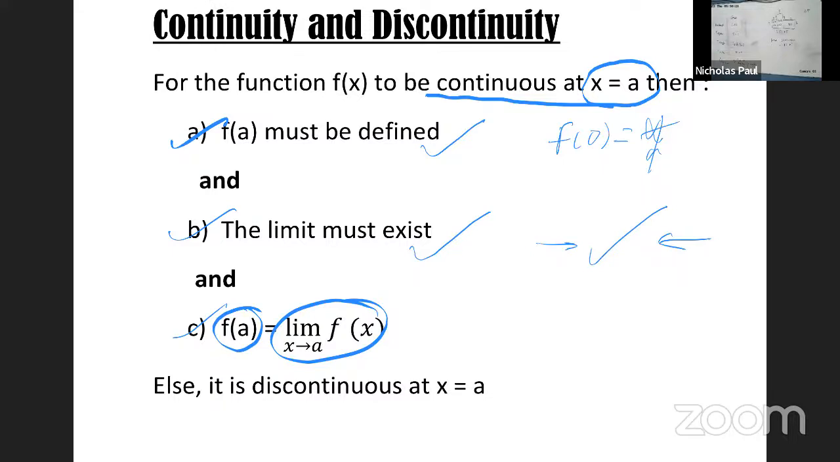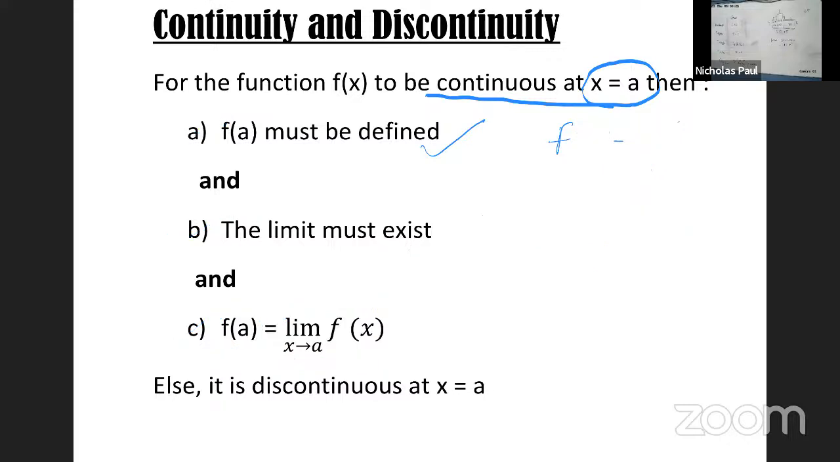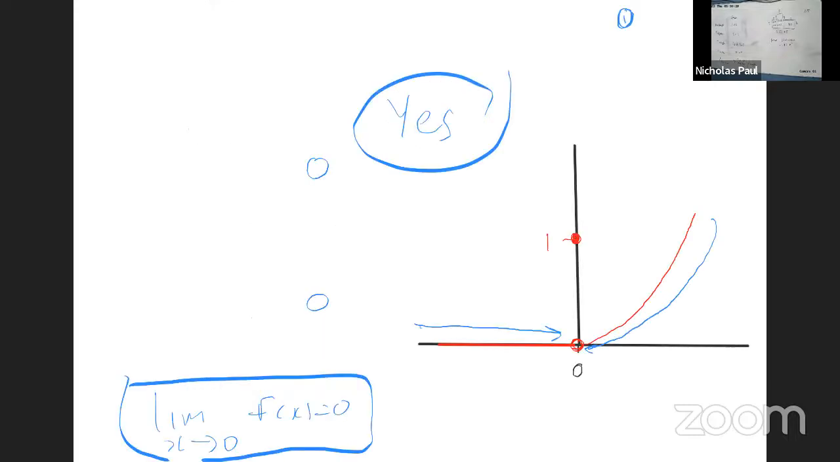Let's go back to the last one. Watch this here. Does the limit exist? In fact, let's go in order. Number one, let us see if it's continuous at x equals 0. What is f of 0? When x is 0, the function is what? 1, right? Remember that?